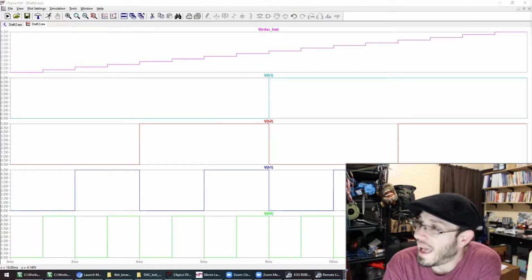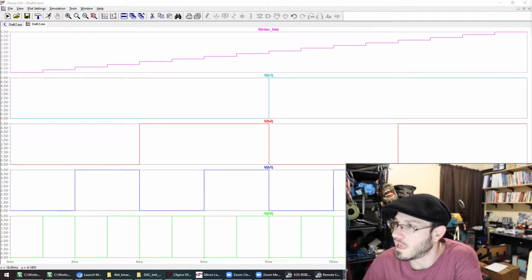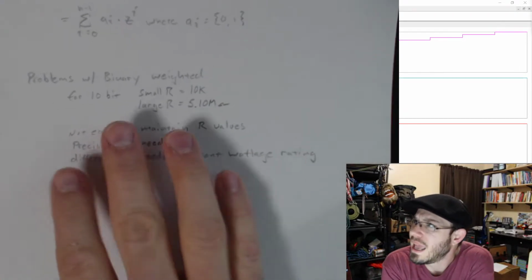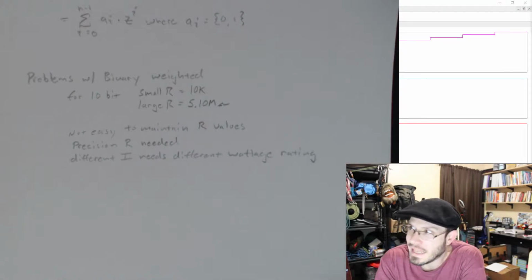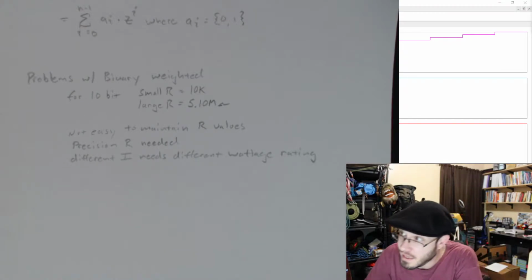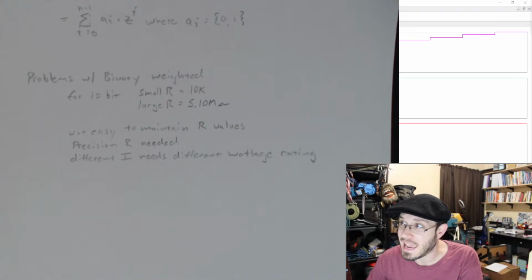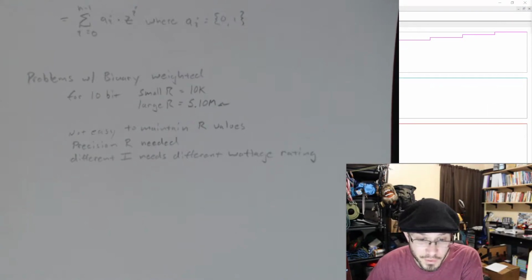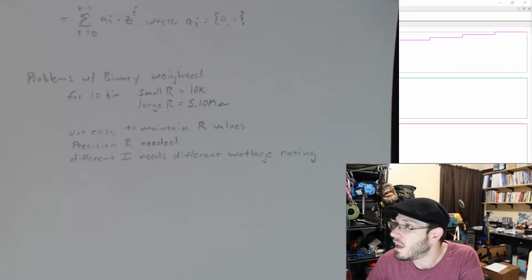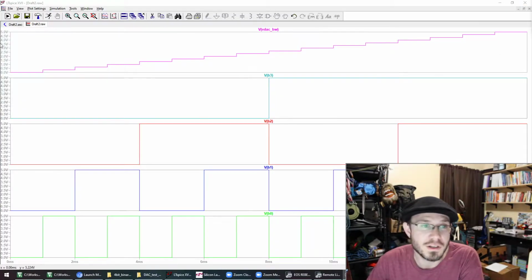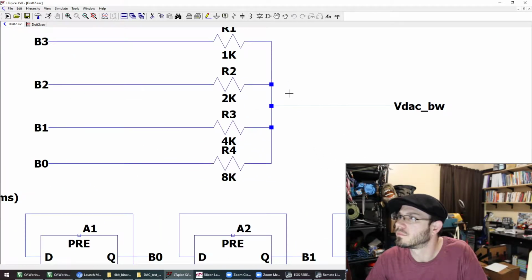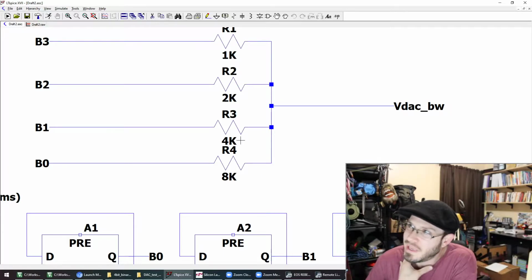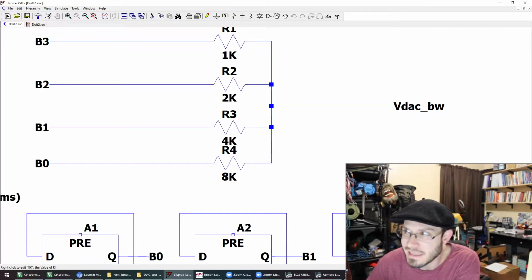Okay, some drawbacks and some problems associated with this is the larger you go in resolution, the harder it is to get those values. If you think about it, those resistances are scaling by a power of 2. And so even if I jump back over to the circuit, 1K, 2K, 4K, 8K. This is easy to do.